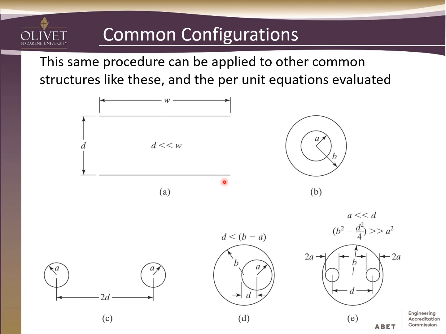So the same procedure can be done to other common structures like these and their per unit values. So here you see there's the parallel plates that we have that has a certain width and a certain depth, and this is assuming that the depth is much, much less than the width. We have our coaxial cable. We can have 2 cables that are separated by a distance 2d, and then we can have these off-center cables, or we can have this coax that has actually 2 conductors inside of it, like this. So remember the A, B, C, D, and E as we look at the next sheet.